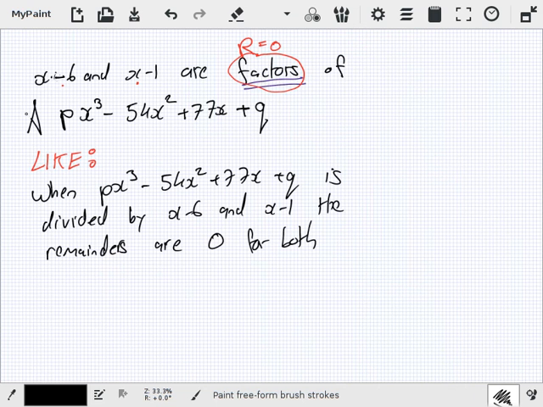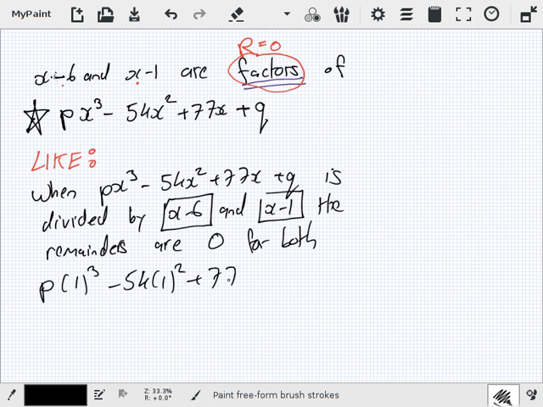So what value should I use for x? Plus 1, sorry. Yeah, that's it, plus 1, and this one? Plus 6. So if I put in the 1, I get p times 1 cubed minus 54 times 1 squared, plus 77 times 1, plus q, and what should that equal? No, it's 0. Why 0? Because they're factors, and the remainder is 0 because they're factors.